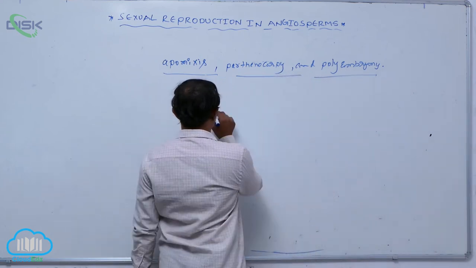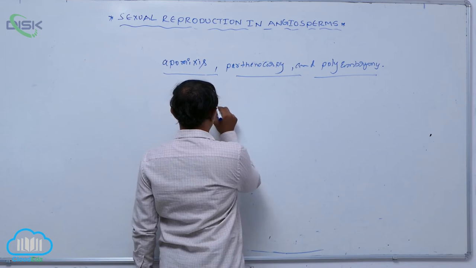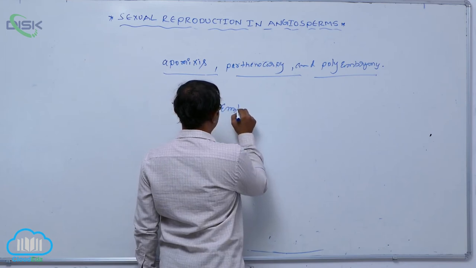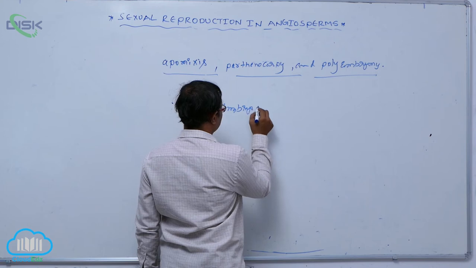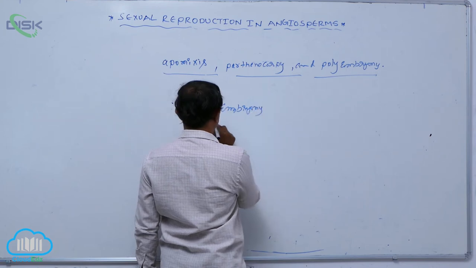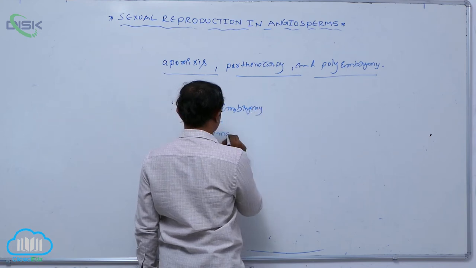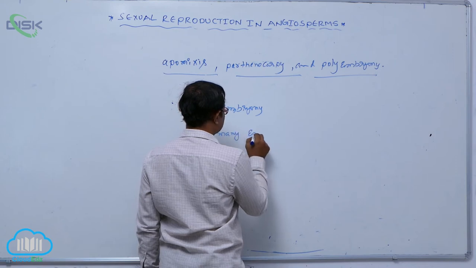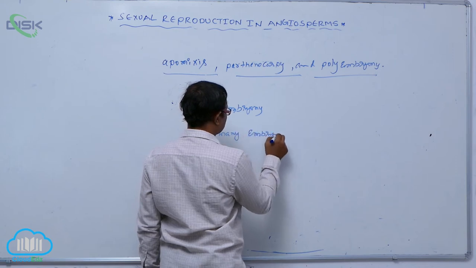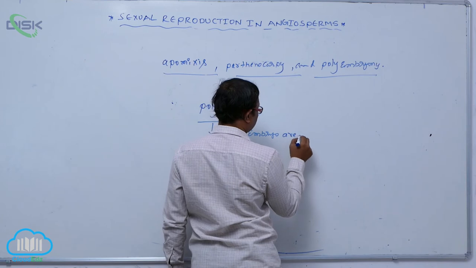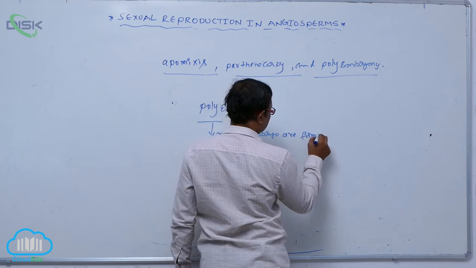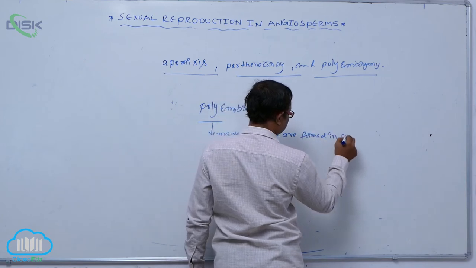After that, polyembryony. Poly means many, many embryos are formed in a single seed.